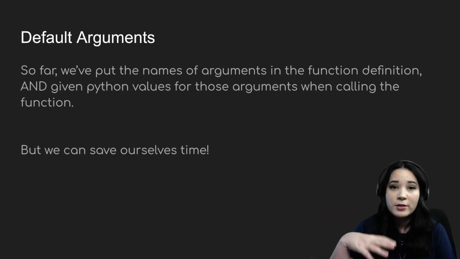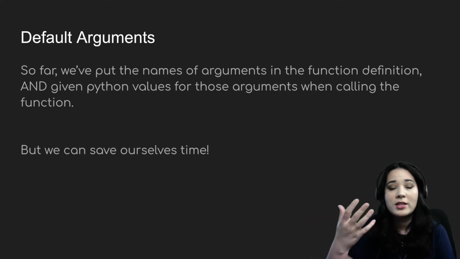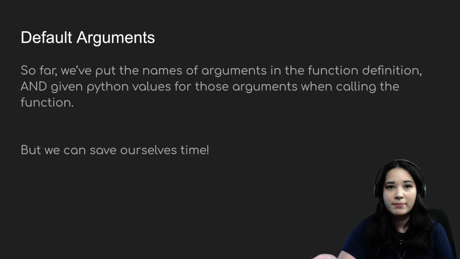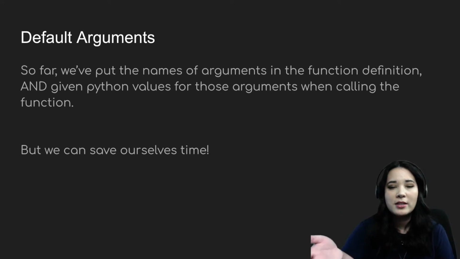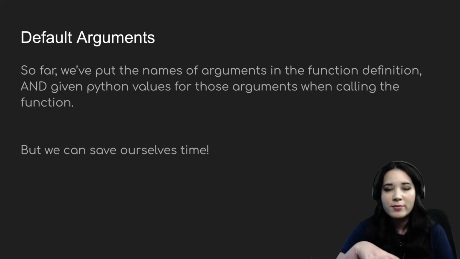Whatever we give to the argument when we call it is what's going to be used when we run that function. So far, what we've done when we have an argument is just put the name of the argument in the function and expect that our user who's going to call the function is going to provide whatever object needs to go with that argument.